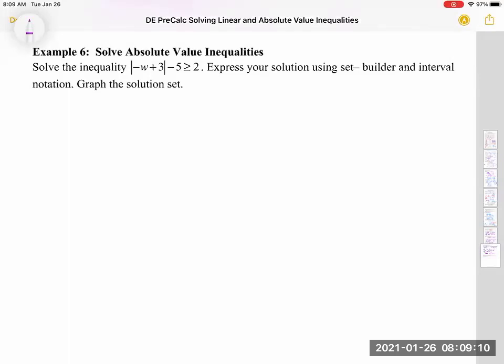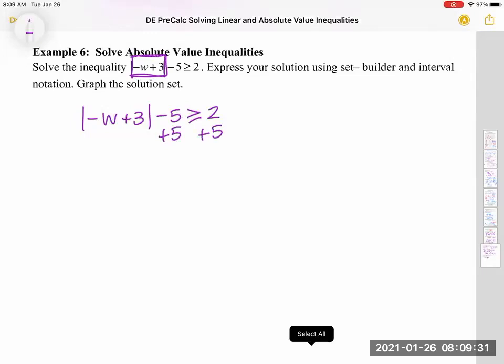Okay, so the last one, we have to get that absolute value all by itself. Right now, there's a negative 5 hanging out behind it, so we've got to take care of that. So this is absolute value of negative w plus 3, minus 5, greater than or equal to 2. Add 5 to both sides. So this becomes absolute value of negative w plus 3 greater than or equal to 7.